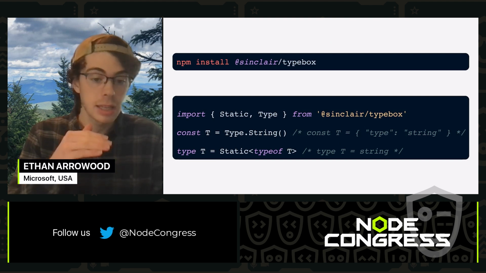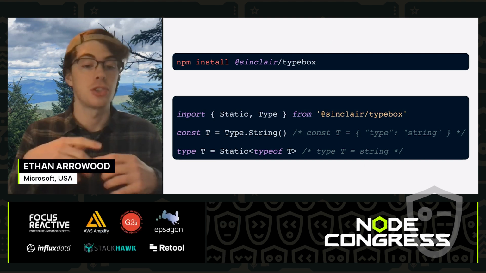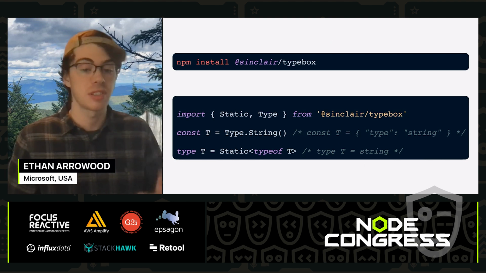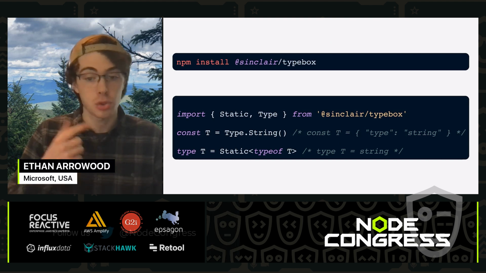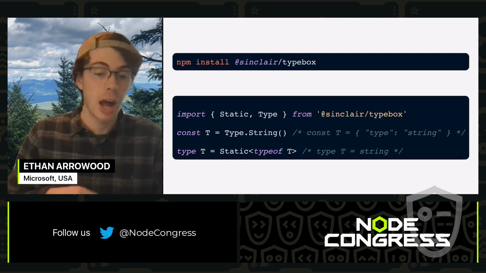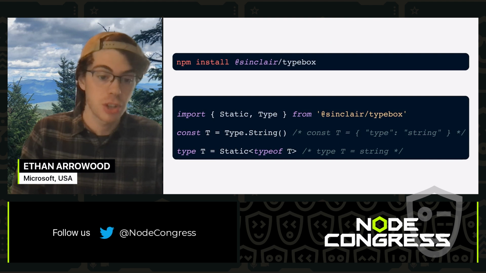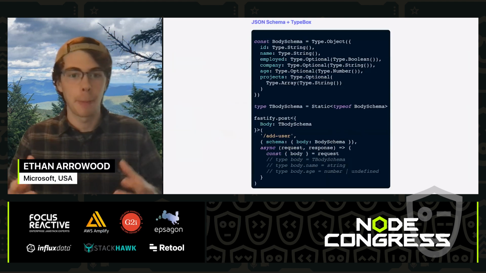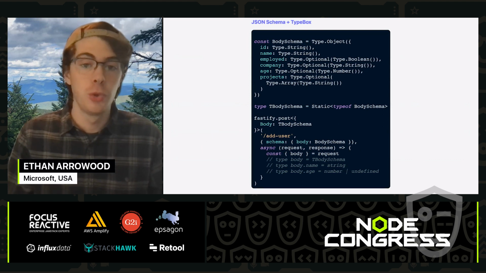But then on that last line of the sample, you can see type T equals Static, and then the generic parameter typeof t, which is that constant declared on the second line. And now that type T is a string. The TypeBox library is smart enough to derive the type from a JSON schema into that static shape. And so for a more complex example, let's redefine our body schema using TypeBox.